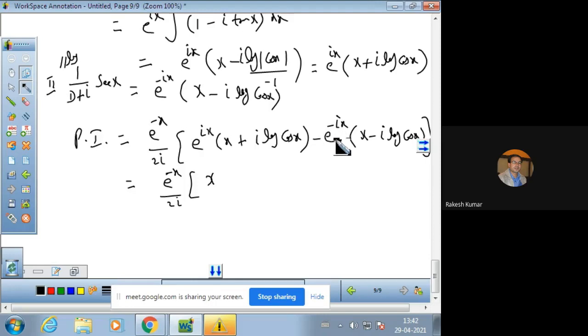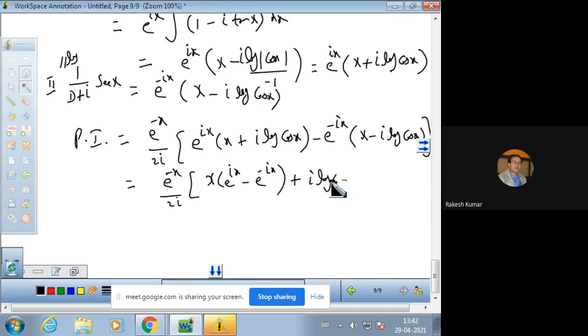So negative e raised to power minus iota x. So x common, e raised to power iota x minus e raised to power minus iota x. And further we will have plus iota log of cos of x is common. Inside we will have e raised to power iota x plus e raised to power minus iota x. And close the bracket. Now we can use the formulas.